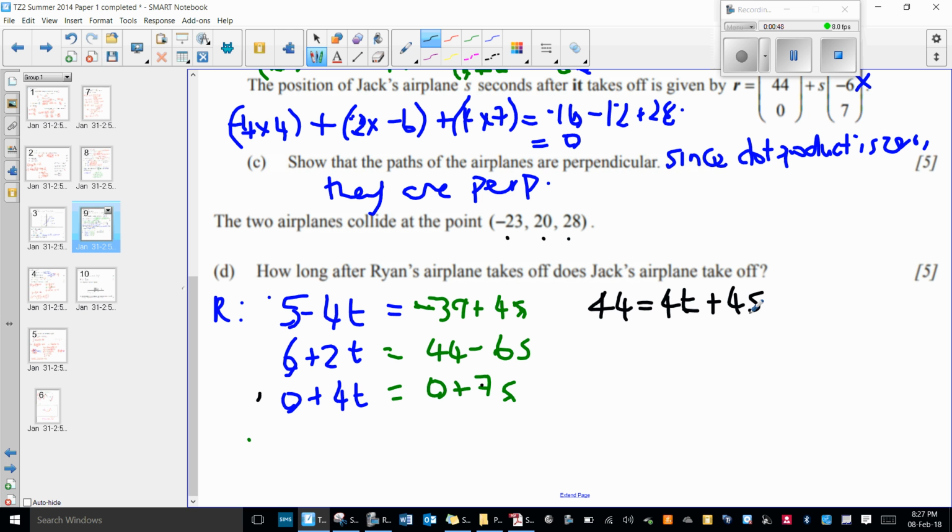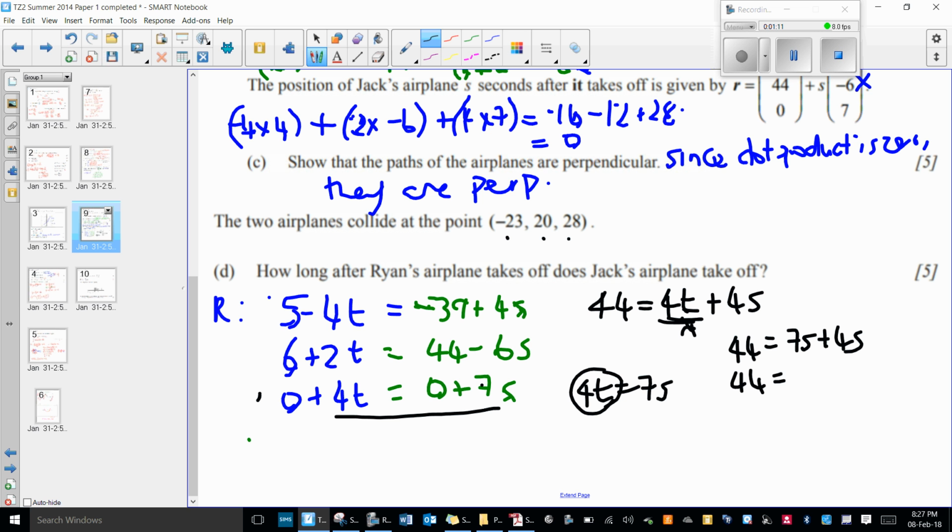From this one here, I know that 4t is equal to 7s, which means that this and this are equal to each other. So I can replace this 4t up here and say that 44 equals 7s plus 4s. So 44 equals 11s, so s equals 4. Okay, so I found the value of s.